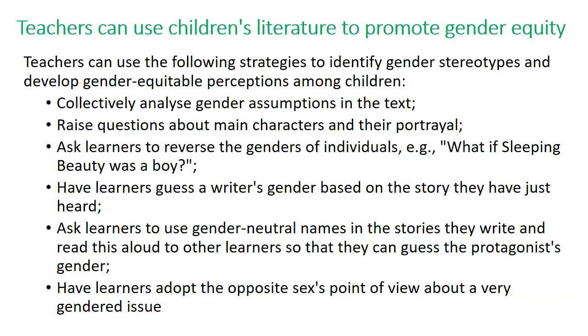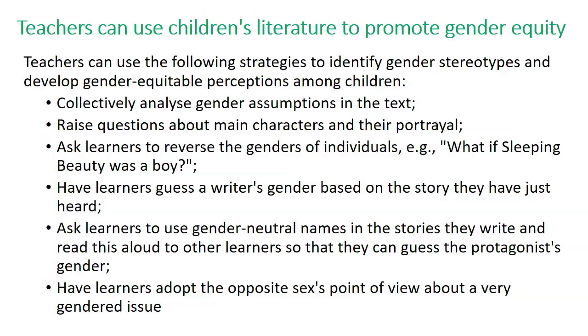So teachers can use the following strategies. They can analyze gender assumptions, so the things that are specifically said about each gender, and whether the learners think that that is the right thing to say about it or not. They can ask questions about the main characters. So how do the learners see the main characters being portrayed? Then they can ask learners to reverse the genders of individuals. For example, what if Sleeping Beauty was a boy and not a girl? How would that have been?